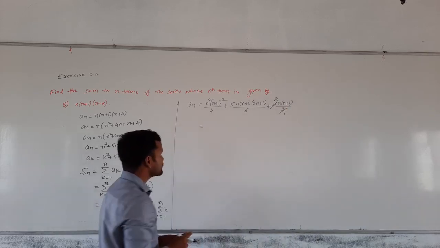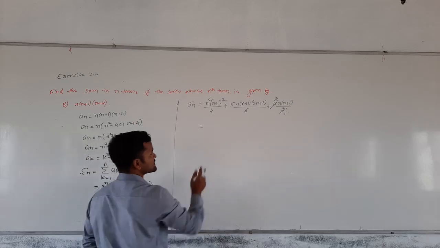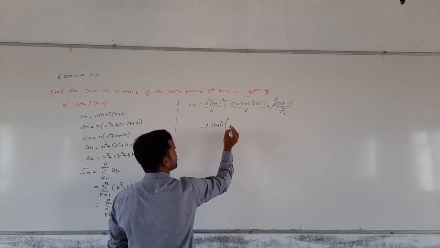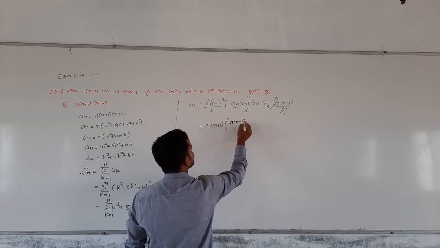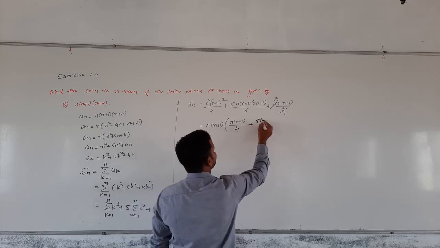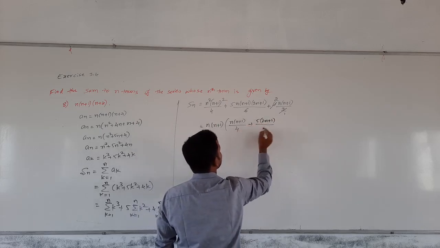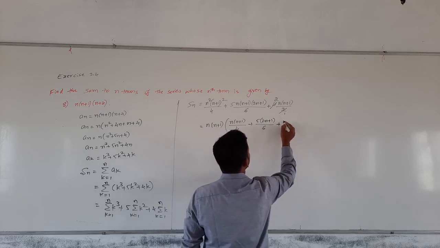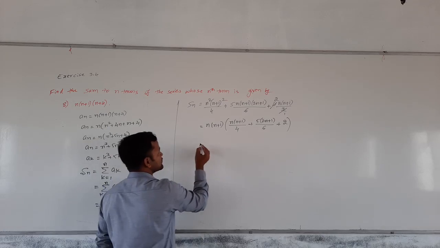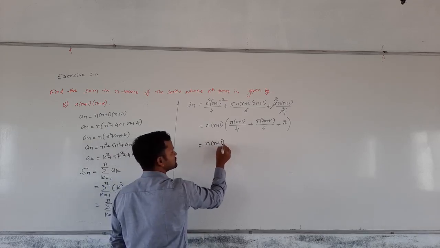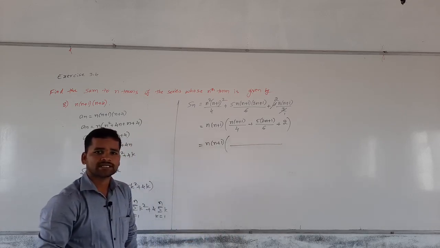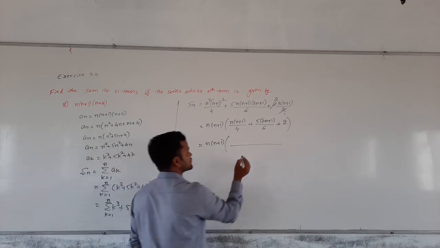Take the common terms from all these. What is common here? n into (n plus 1) is common. Remaining from the first term is n into (n plus 1) by 4. From the second term, 5 into (2n plus 1) by 6, and from the third term only 2 remains. Take the LCM of 4 and 6. LCM is 12, we can take 12.